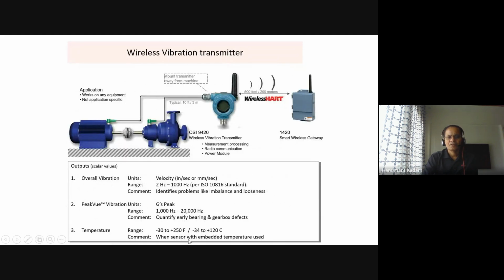Then temperature range is minus 30 to 250 Fahrenheit or minus 30 to 120 degree centigrade when a sensor with embedded temperature is used. So on this you can measure temperature. You can have two vibrating parameters. One is looseness, like imbalance, and defects in bearing and gearbox are identified. And this signal goes through wireless format. So how it is reaching, that we'll see.